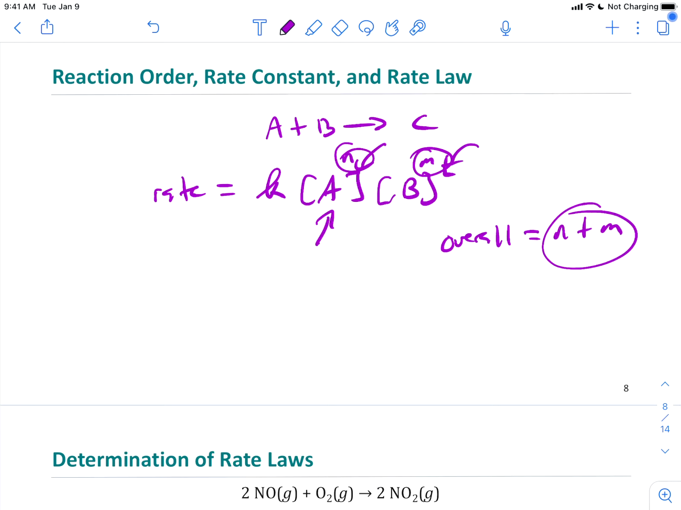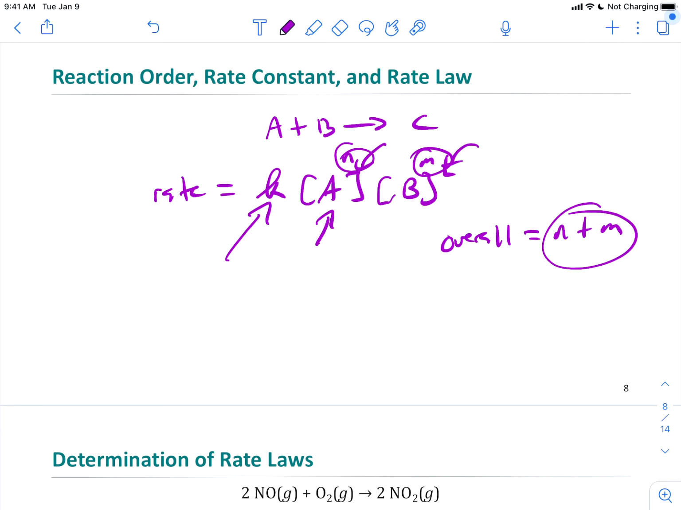So what we're doing here is we're mathematically describing the rate of the reaction so that we can use this equation to make predictions like I mentioned earlier. Because now if you know the concentrations, you can predict the rate. Of course, this will have to eventually be determined. Or vice versa, if you know the rate, you can predict the concentrations.